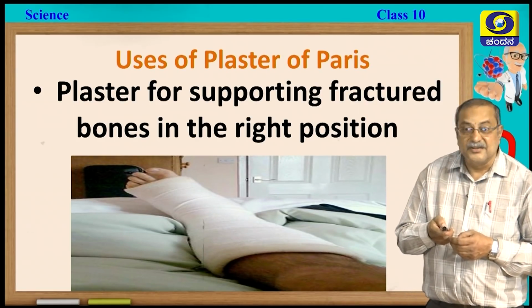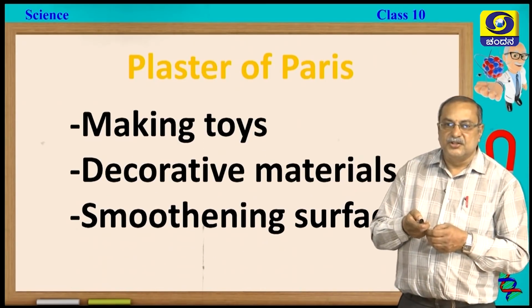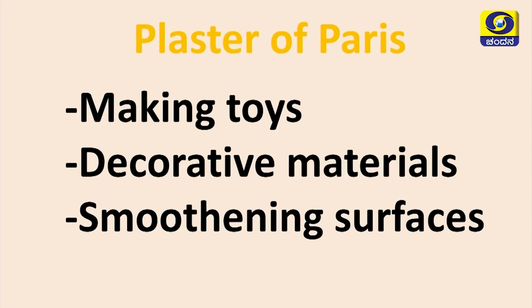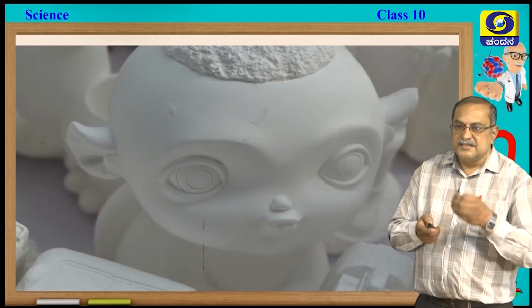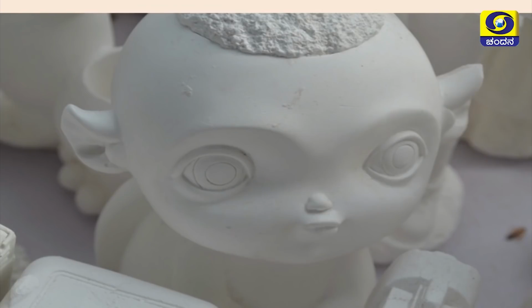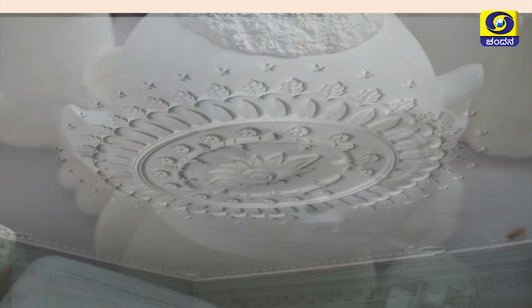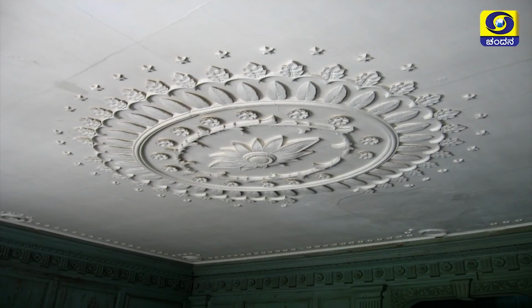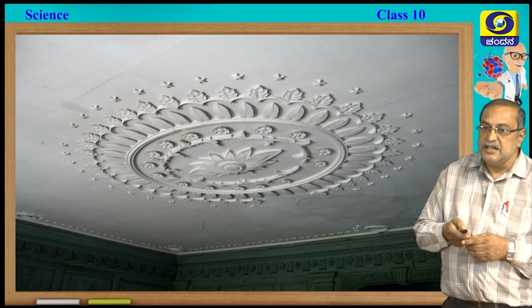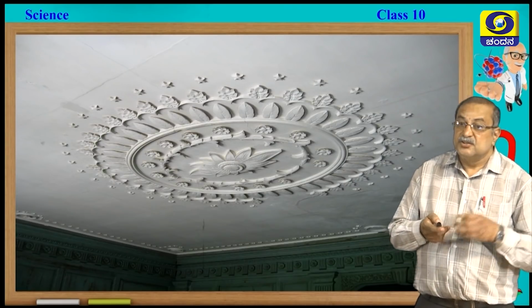Only this much? No. Look at this. It is used in making toys, decorative materials, and smoothing surfaces. False roofing you have seen, no? There also they will use it. You can see the toy, see how nicely it is made. This is a toy made of plaster of Paris, and look at the ceiling, how beautiful it is for decorative purposes, and you can also make smooth surfaces using plaster of Paris. So, these are the uses.